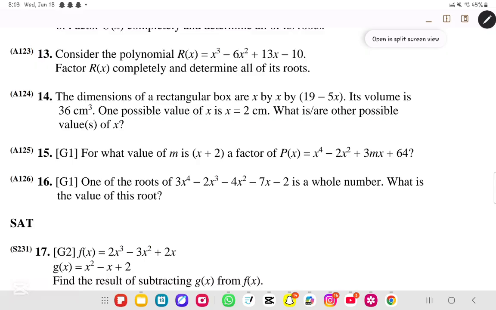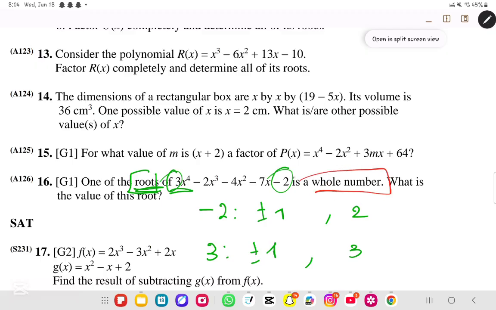They said one of the roots of this is a whole number. What is the value of the root? Notice how they did not say possible root, they said root. So how do you know if it is a root or not? First thing you're going to do is take the coefficient, which is minus 2, and its factors, which are plus or minus 1 and 2. Then you will take the first digit over here, which is 3, and also its factors, so you can have plus and minus 1 and 3.